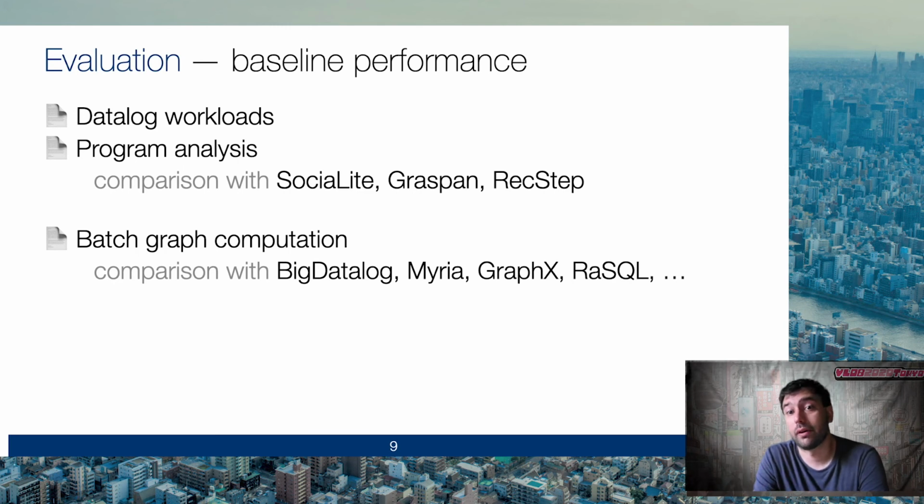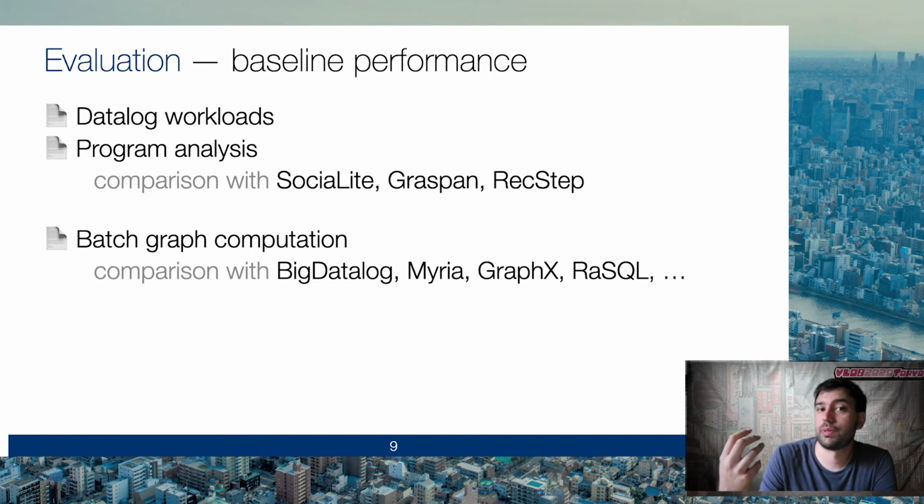The paper also contains results that compare the systems with shared arrangements with other state-of-the-art systems in 3 workload categories. This lets us assess that the performance gains due to shared arrangements aren't confounded by low baseline performance. In the paper, we showed that the system with shared arrangements outperforms many general and specialized systems for Datalog workloads, program analysis tasks, and batch graph computation.